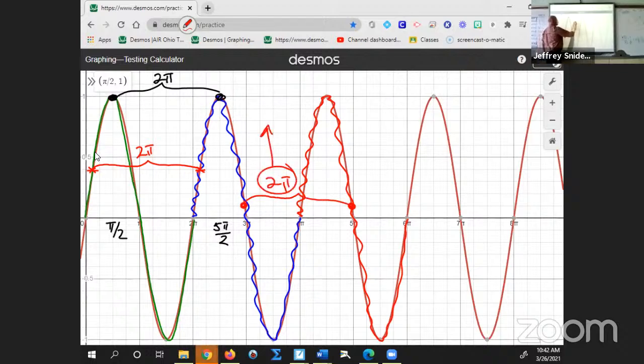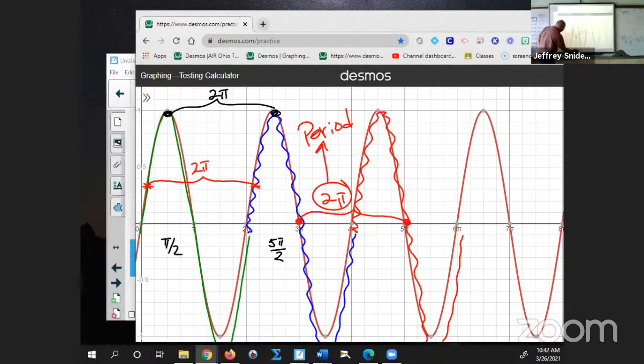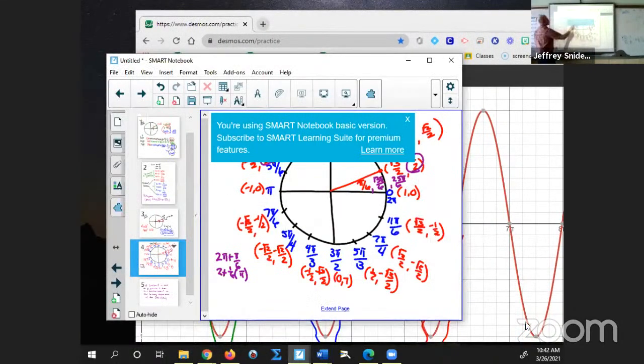This is called the period of the function. It is how often it repeats. This is called the period. How long does it take before it repeats that exact same location on the circle or the exact same location on the graph? Okay? We call that the period of the function. So sine and cosine both have a period of what? 2 pi. So sine and cosine both have a period of 2 pi.